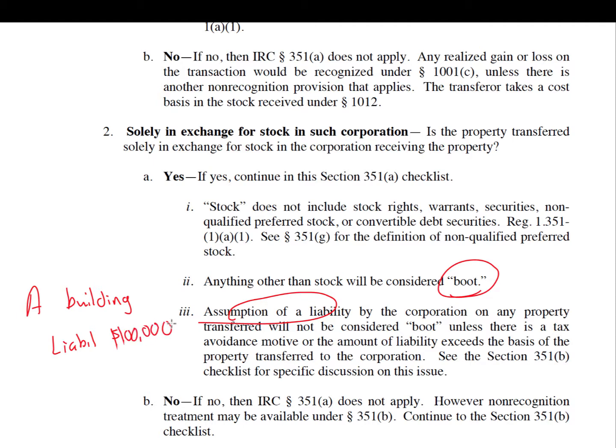And the corporation is going to assume that liability when the corporation receives the building. This could potentially be considered boot. There's two special rules where that happens. But the general rule is that it's not considered boot. But there's two possibilities, and you'll see that in the Section 351B checklist, which is Part 2 of Step 1.